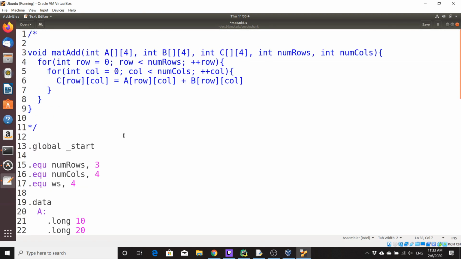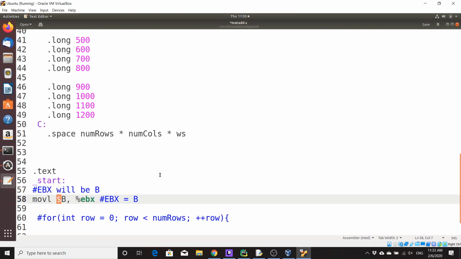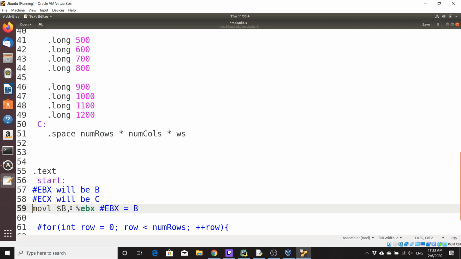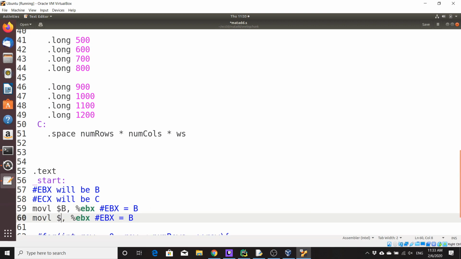Okay. For C, do you want that to be in a register or do you want to use the label? Label? Register. Okay, I guess a lot of you want C to be in a register as well. Okay. What register do you want to be C? ECX? So sure, ECX will be C. And we more or less repeat this exact same line of code, but we change the B's to C's.